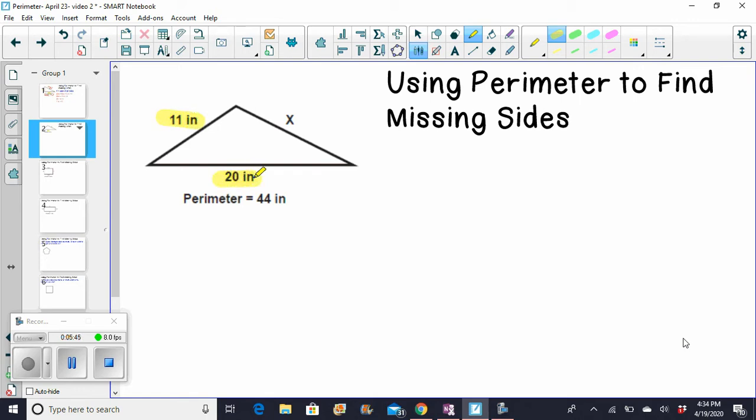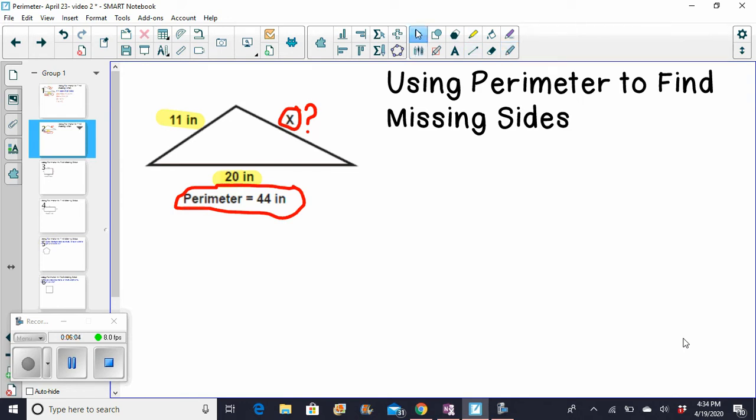Okay, the horizontal side is 20. And then the last side that we have here is missing its measurement, so it's x. This is our missing side that we have to find the length of. We are given a perimeter of 44 inches.